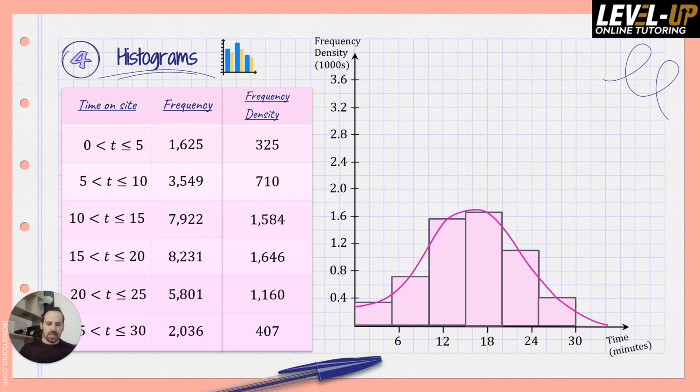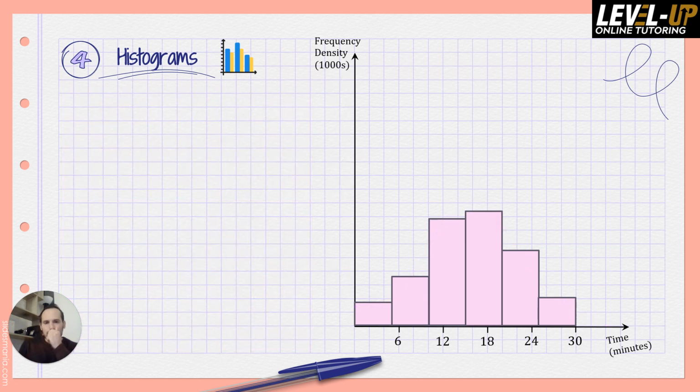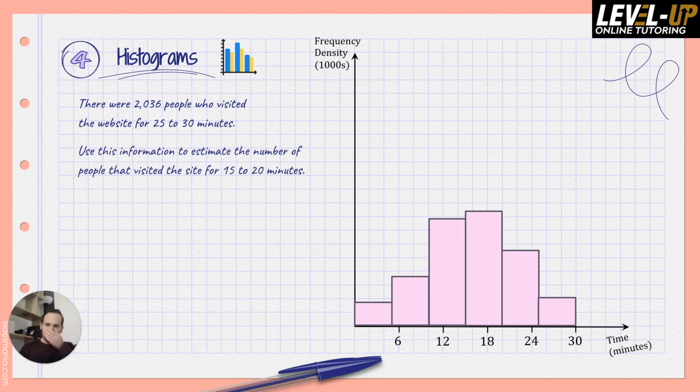Now, one last thing to finish up on. This is a very common type of question I see on histograms, and it can trip people up, and you want to make sure you know how to do this. It's testing how well you understand how a histogram is plotted. The key thing is remembering that the area of each bar corresponds to the frequency of people or things in that category. Say we're given this information that there were 2,036 people who visited the website for 25 to 30 minutes. We need to use this information to estimate the number of people that visited the site from 15 to 20 minutes.